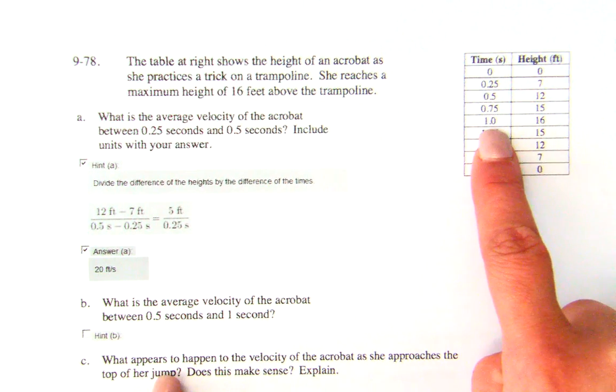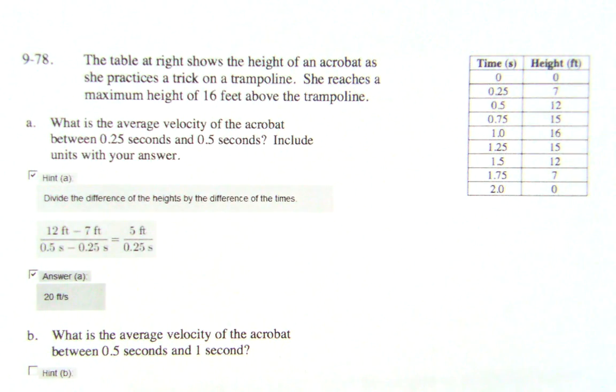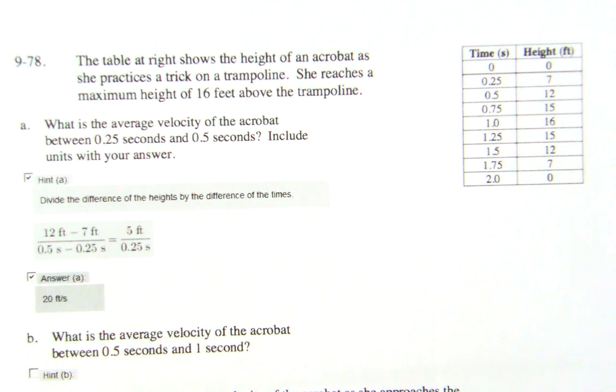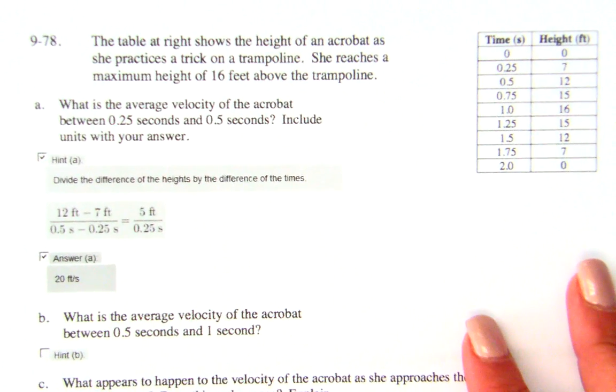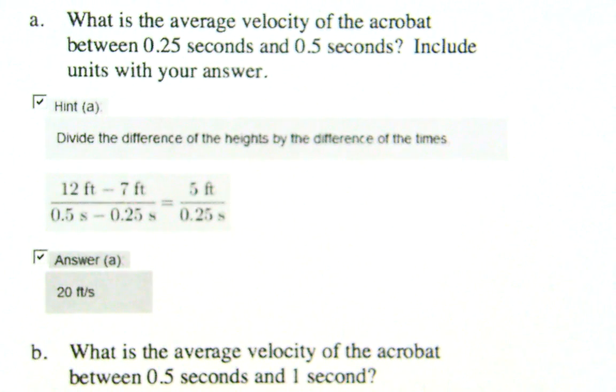So 1.0 seconds after, she's 16 feet in the air. What is the average velocity of the acrobat between 0.25 seconds and 0.5 seconds? Include units in your answer. So the actual hint online is actually pretty good. It says, wait, I can't see anything. Hold on a second. Divide the difference of the heights by the difference of the times.